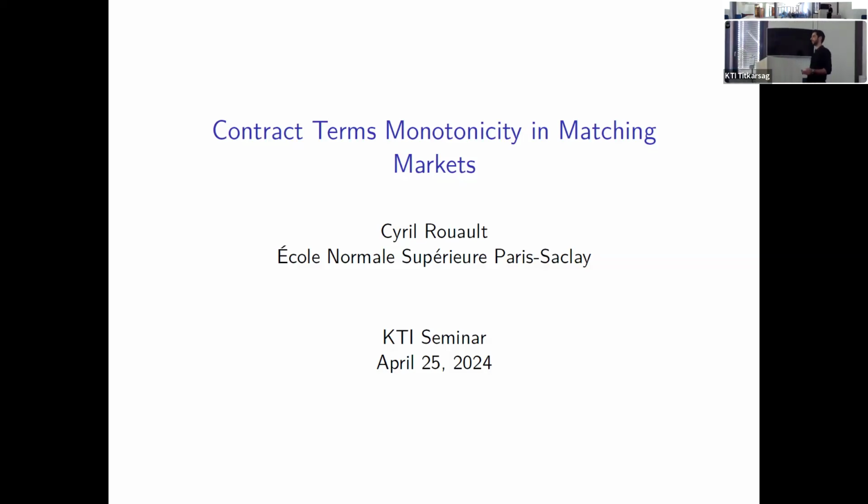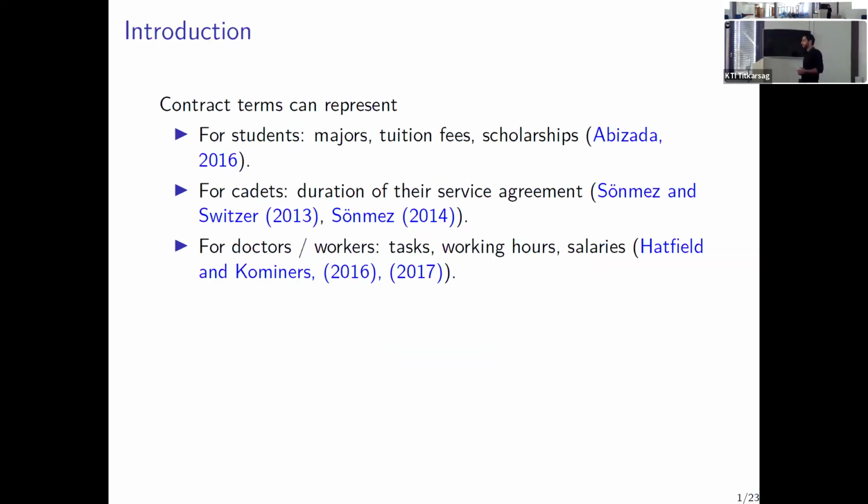Thank you all for being here today and for giving me the opportunity to present my paper, Contract Term Monotonicity in Matching Markets. So contract terms are used in matching markets to design the relation between two agents that are matched. For instance, for students and schools, a contract term may represent the major chosen by a student at a given school, or the tuition fees that a student has to pay, or whether she benefits from financial aid or not. For cadets in the US Army, it can represent the duration of the enrollment in the Army.